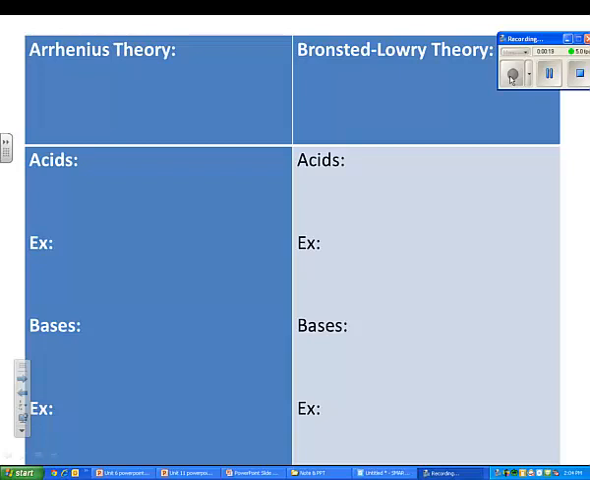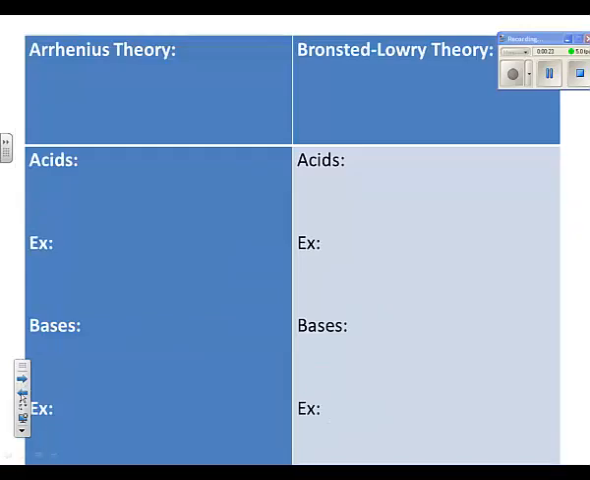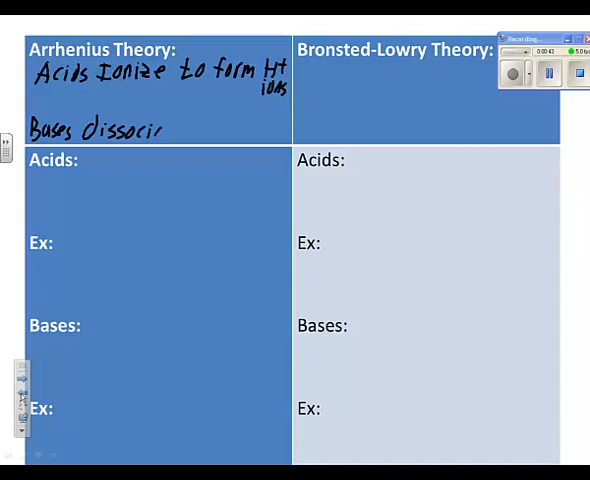But in the Arrhenius theory, we say that acids ionize. I'll show you what ionize means in just a bit, to form hydrogen ions. And then we say bases dissociate to form OH ions.